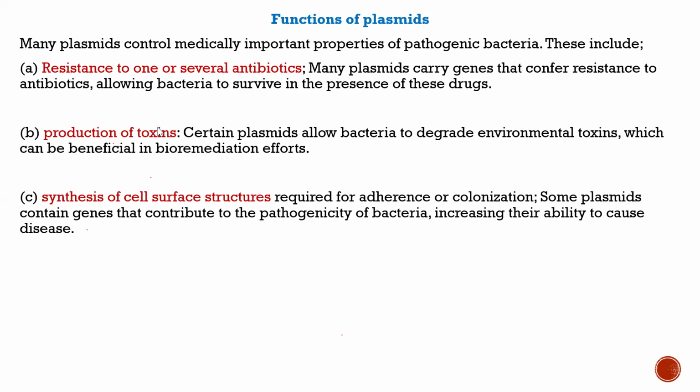So we also have production of toxins. Certain plasmids allow bacteria to degrade environmental toxins, which can be beneficial in bioremediation efforts, all right? This is just the advantage when it comes to environmental health. So you also have synthesis of cell surface structures, required for adherence or colonization. Some plasmids contain genes that contribute to the pathogenicity of bacteria, increasing the ability to cause disease. Okay, like synthesis of different cell surface structures.